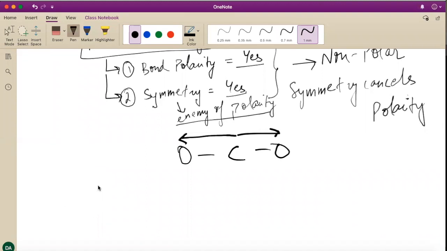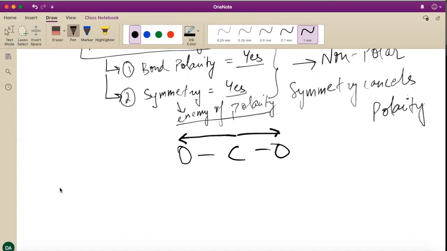Okay. Now, I had a question. If the bond polarity said no, and symmetry was also no, would it be a non-molecular polarity? If the bond polarity says no, just look if there's a lone pair or not. If there's a lone pair, the molecule will be polar. If there's no lone pair and the bond polarity is no, then the molecule is nonpolar.